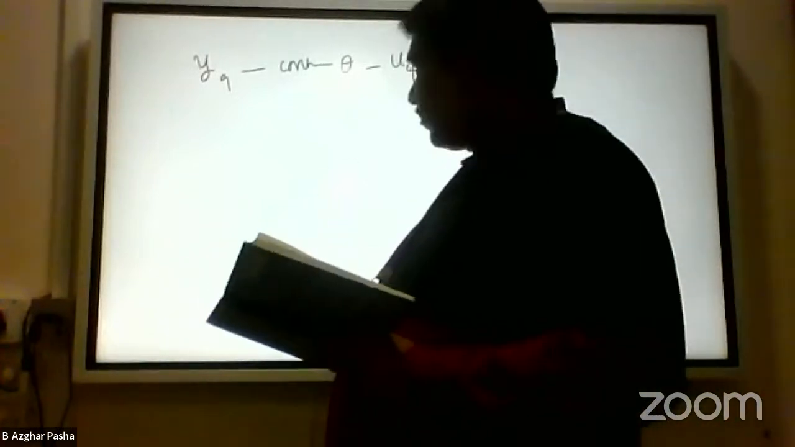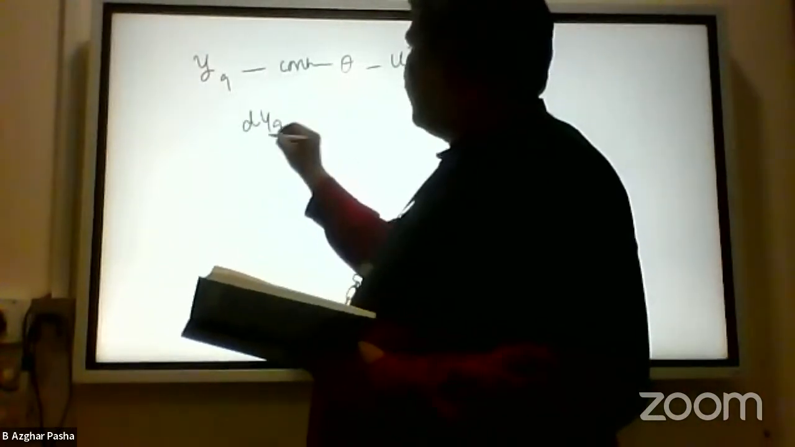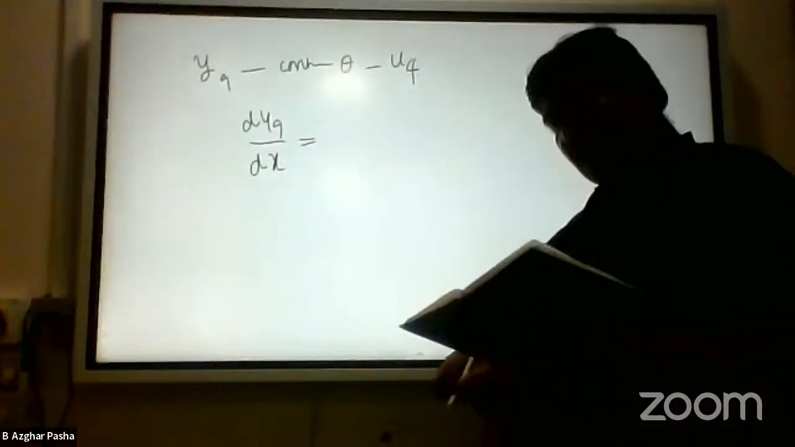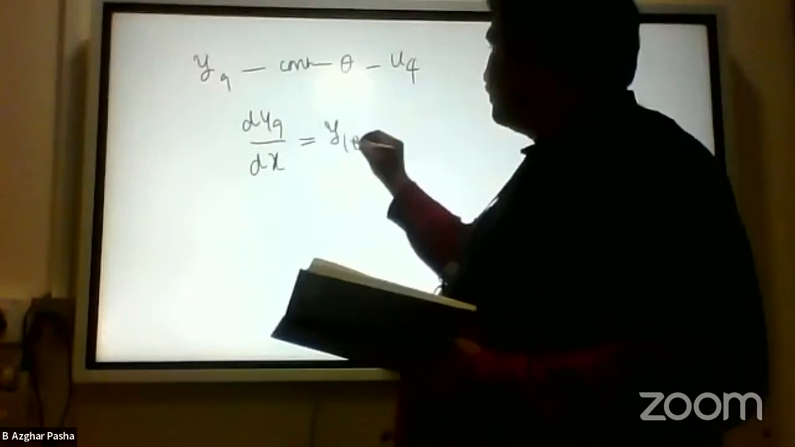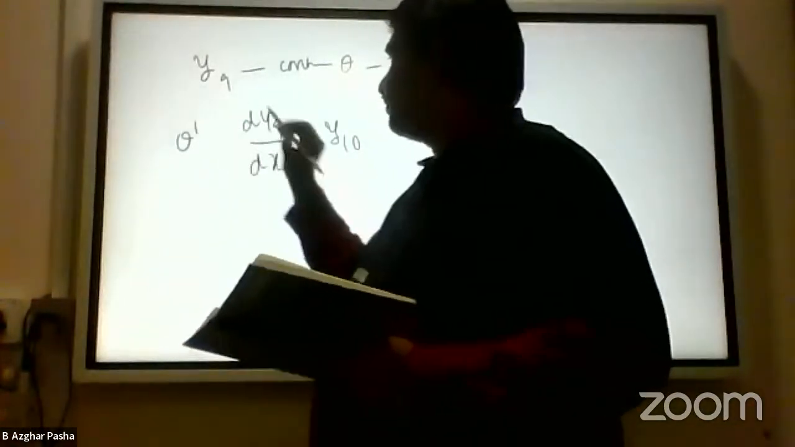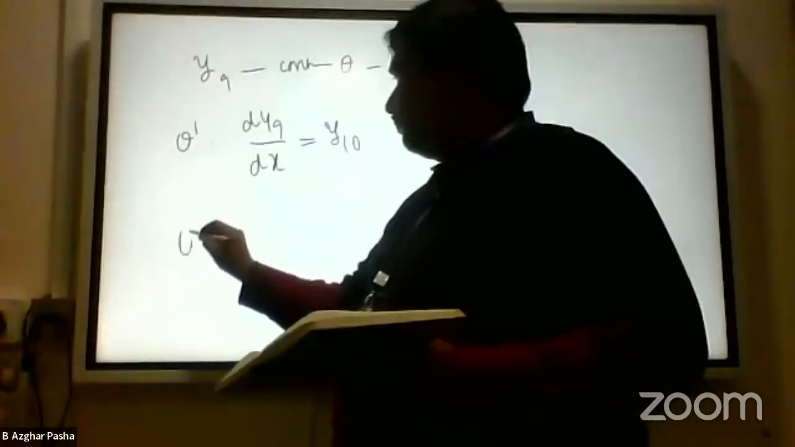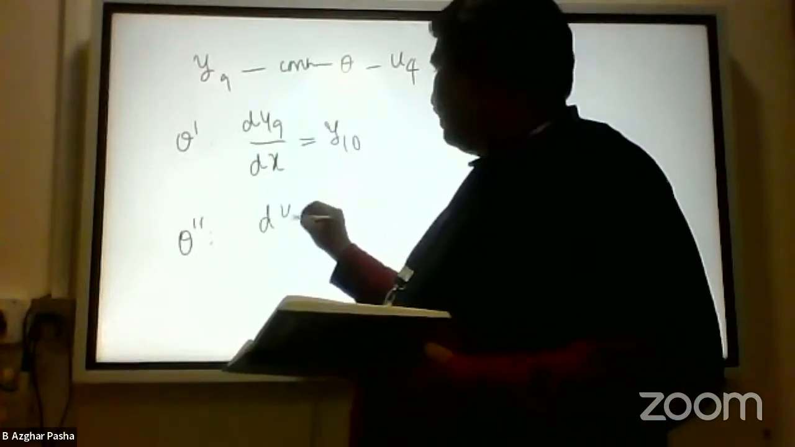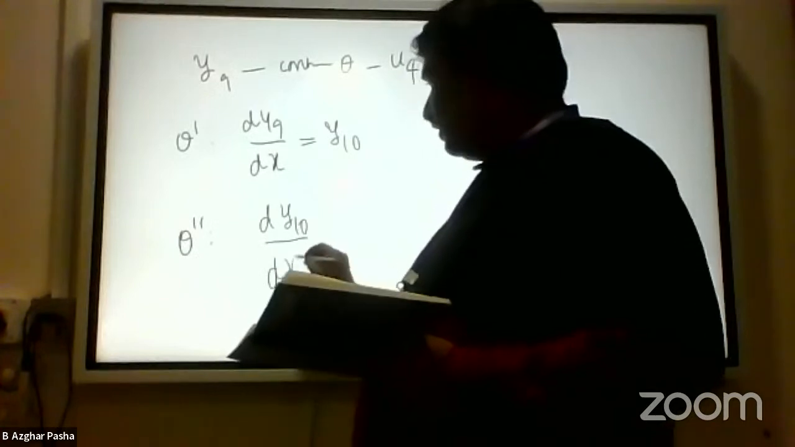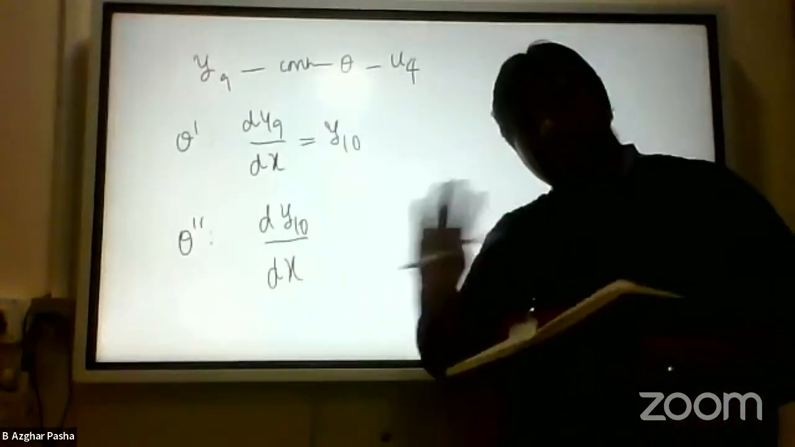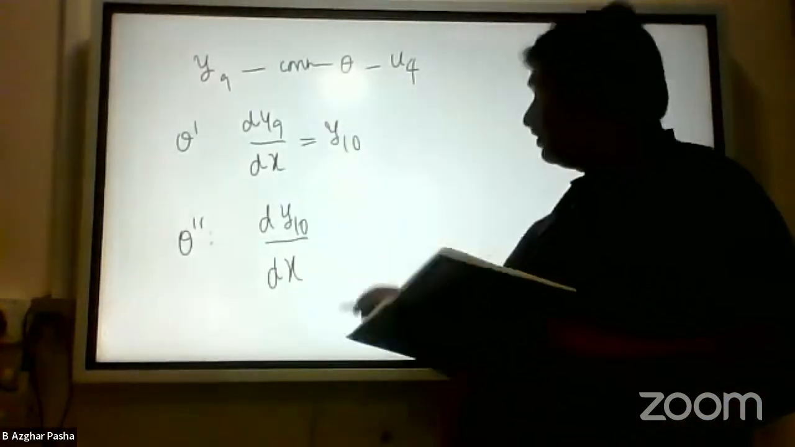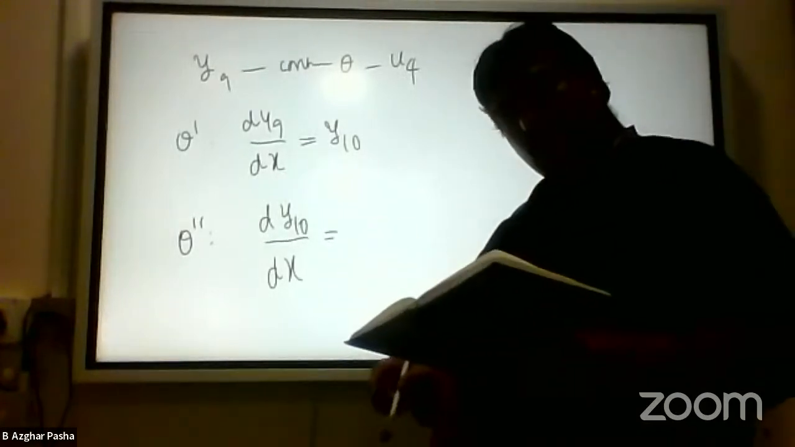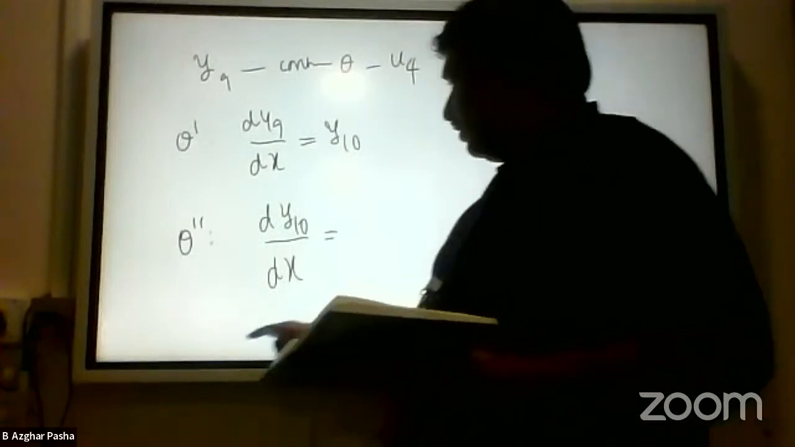Next, the derivative of Y9 with respect to X, I will call it Y10. This is the counterpart of theta dash. The counterpart of theta double dash is dY10 by dx. Remember, I'm not calling it Y1 over theta double dash. So dY10 by dx is equal to, what is it?